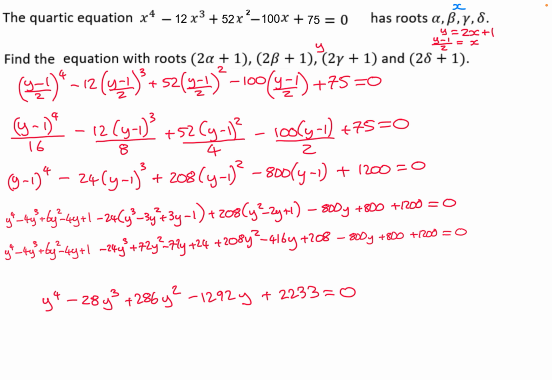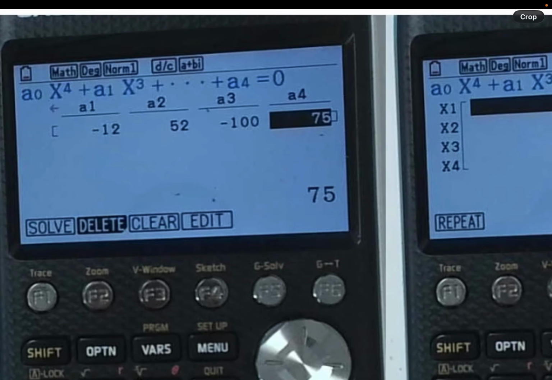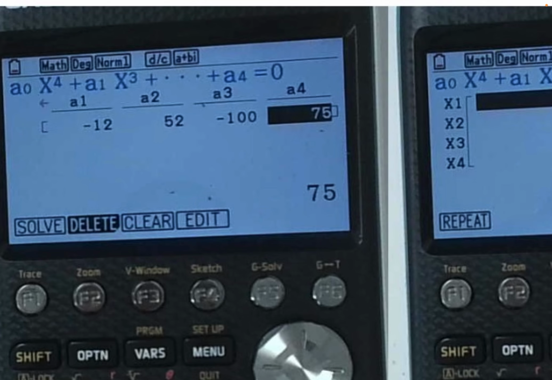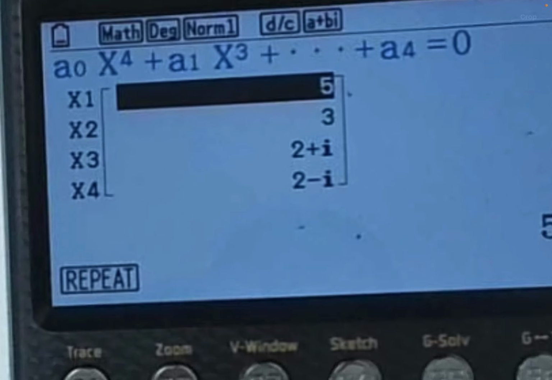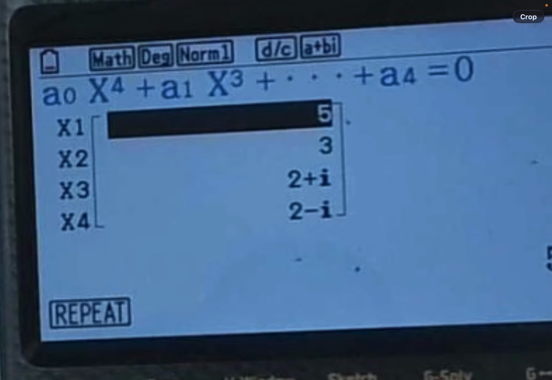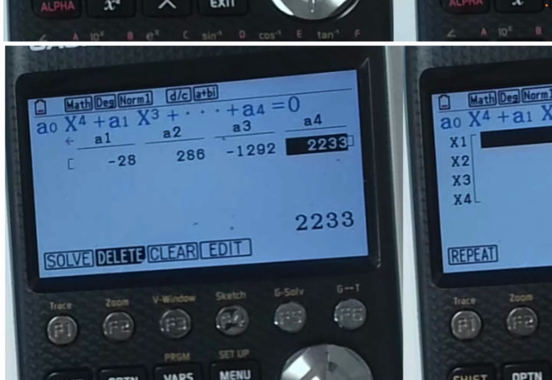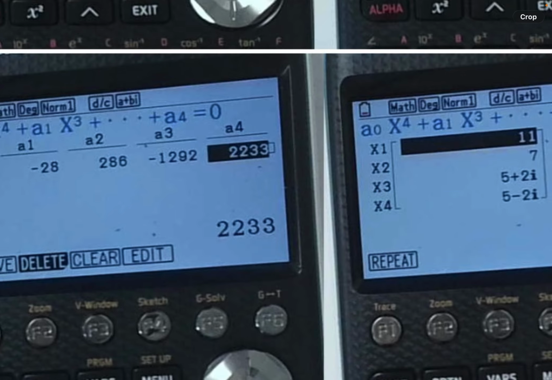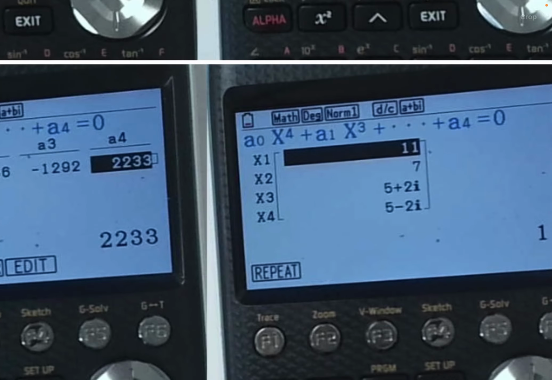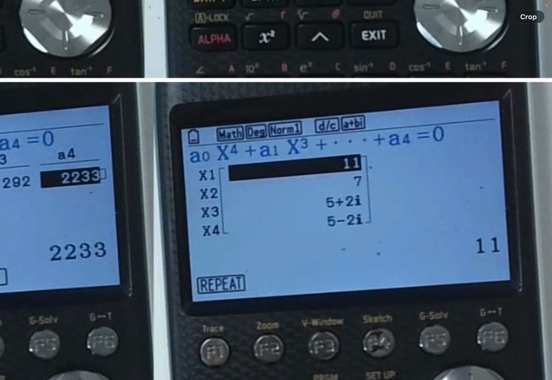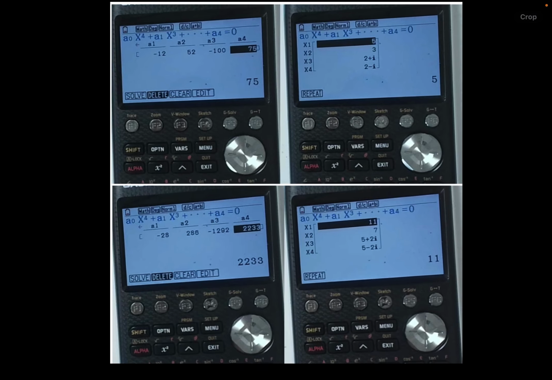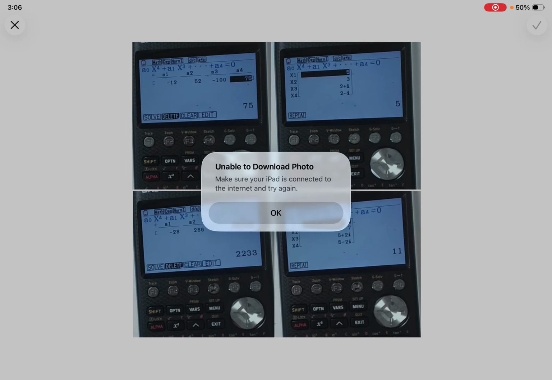And we can double check that if we want. You can check this on your calculator. If you go to the quartic solver, the polynomial solver, select degree 4. The original equation had coefficients of 1, minus 12, 52, minus 175. And if we solve that equation, we get the roots of 5, 3, 2 plus i, and 2 minus i. The second transformed equation had coefficients of 1, minus 28, 286, minus 1,292, and 2,233. If you solve that equation, you find that the roots are 11, 7, 5 plus 2i, and 5 minus 2i. And just compare those two roots.